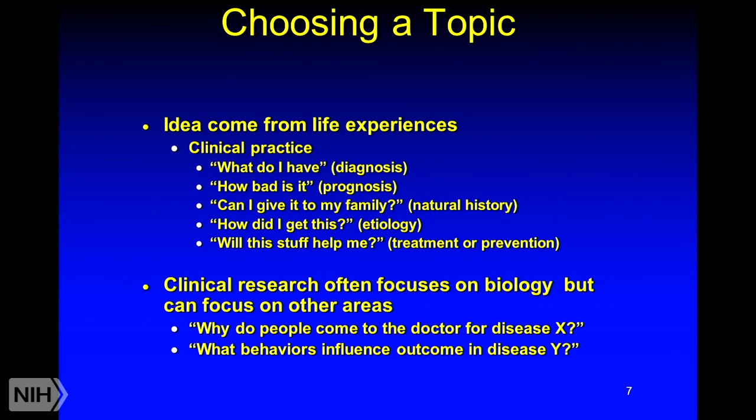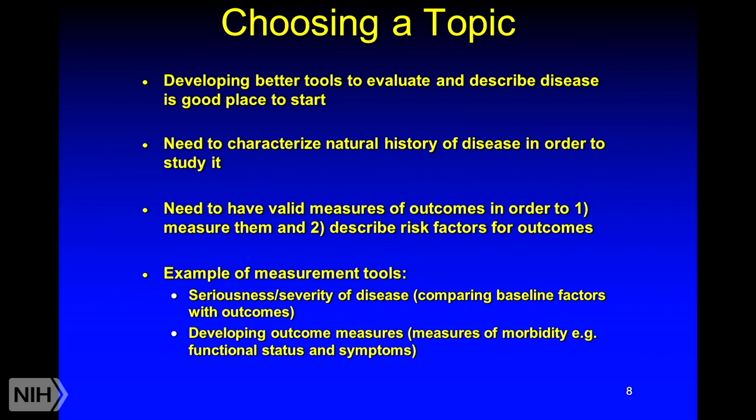It means that there was some kind of behavior or something that those people were doing, or some characteristic of those kinds of patients, which helped them to live longer. So there are those things that actually influence outcomes, even on what people would call hard outcomes, like mortality. So developing better tools to evaluate and describe a disease is often a good place to start if that hasn't been done in the research area you're interested in looking at.